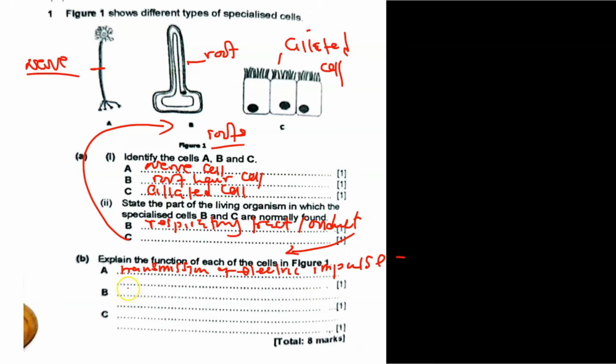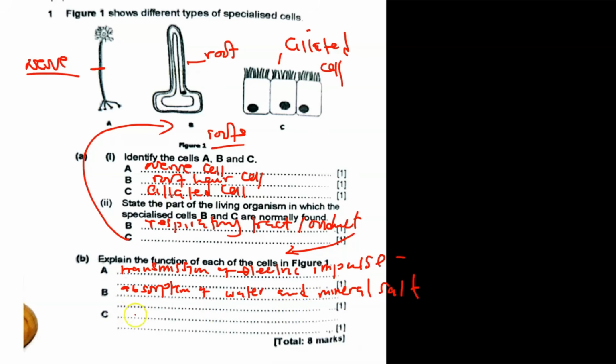What about this other one, which is B? B is a root hair cell, absorption of water and mineral salt. This one is the one that is in direct contact with what? The ground. Okay? So it absorbs water and mineral salt directly from the ground.